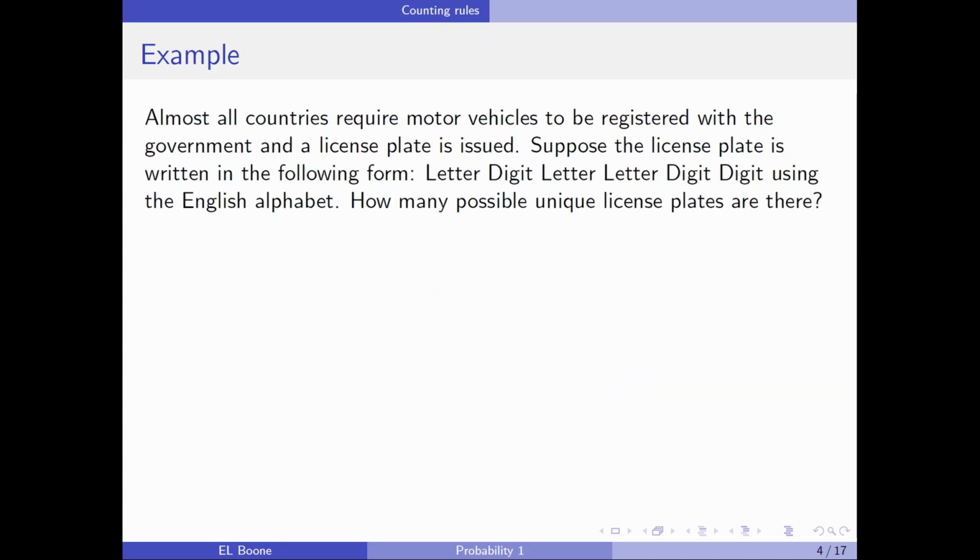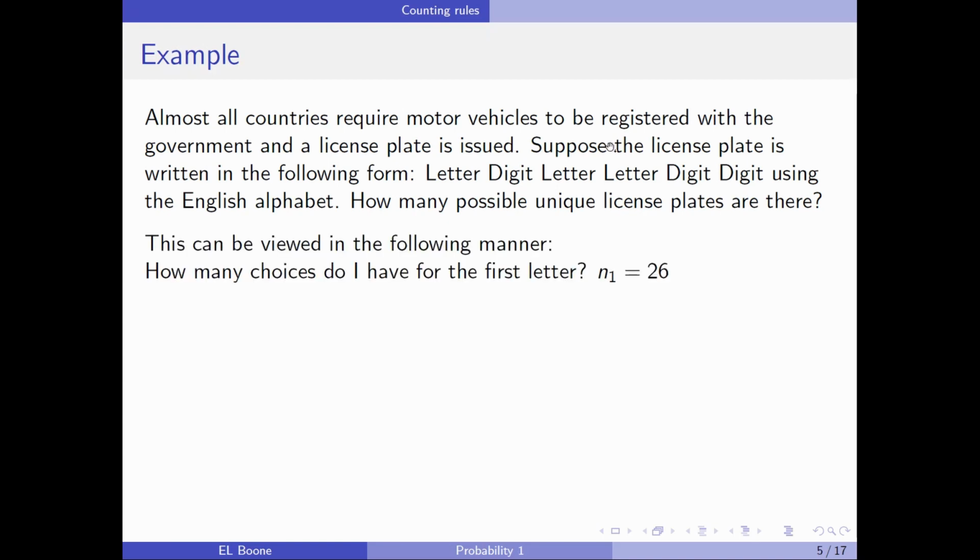Okay, so here's another example. Almost all countries require motor vehicles to be registered with the government, and a license plate is issued. Suppose the license plate is written in the following form. So we've got a letter, digit, digit, digit. And we're going to use the English alphabet here. There could be other alphabets that you could use, but for right now, let's just stick with that. How many possible unique license plates are there? Now, this is also avoiding any situations where they could spell something that we don't like.